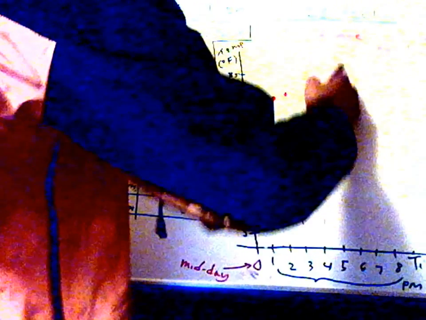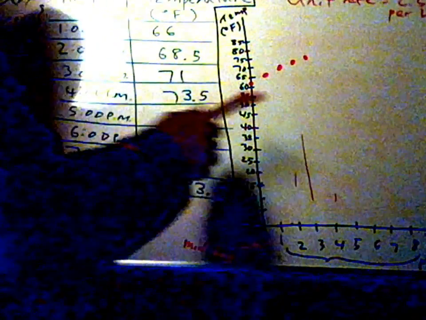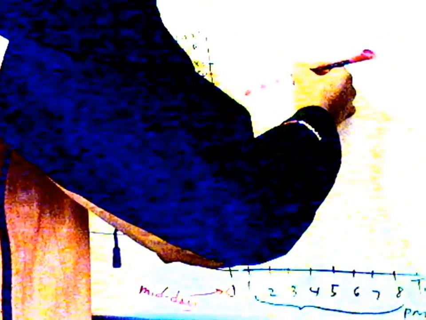And at 4 PM, the temperature is going to be 73.5, again slightly above. The graph is kind of flat. And at 5 PM, it's going to be 76. 6 PM is going to be 78.5, still less than 80.